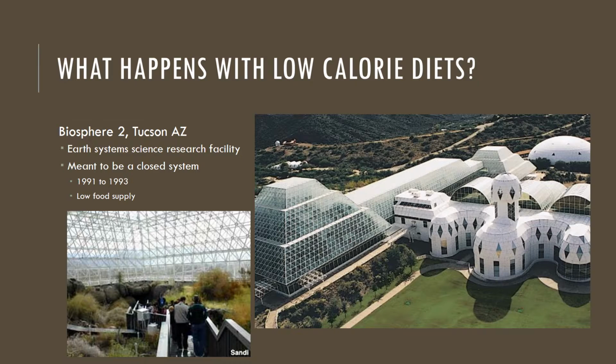These people were called biospherians. They were supposed to farm their own food and live off the land. And what happened is that didn't go very well. And so there was a very low food supply for these 2 years. And so these biospherians lost a large amount of weight. So it really became this natural experiment. What happens to your weight and your metabolic rate if you're exposed to almost starvation levels of food supply?